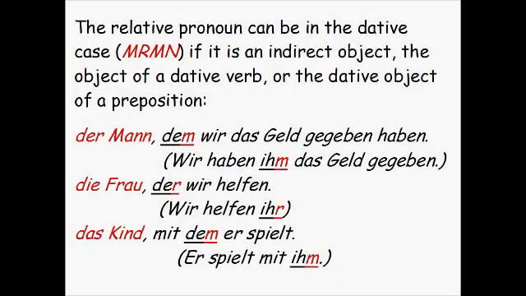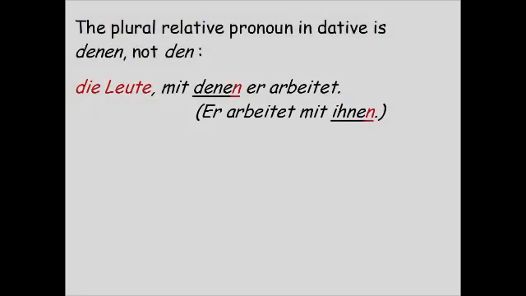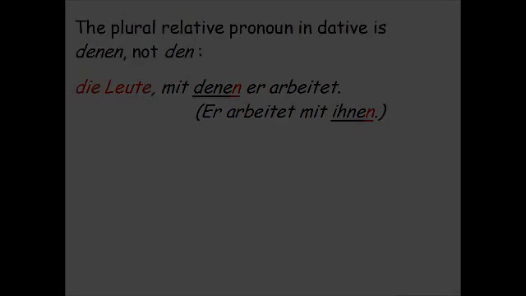The relative pronoun can be in the dative case if it is an indirect object, the object of a dative verb, or the dative object of a preposition. Der Mann, dem wir das Geld gegeben haben. In other words, wir haben ihm das Geld gegeben. Die Frau, der wir helfen. Wir helfen ihr. Das Kind, mit dem er spielt. Er spielt mit ihm. The plural relative pronoun in dative is denen, not den. Die Leute, mit denen er arbeitet. Er arbeitet mit ihnen.